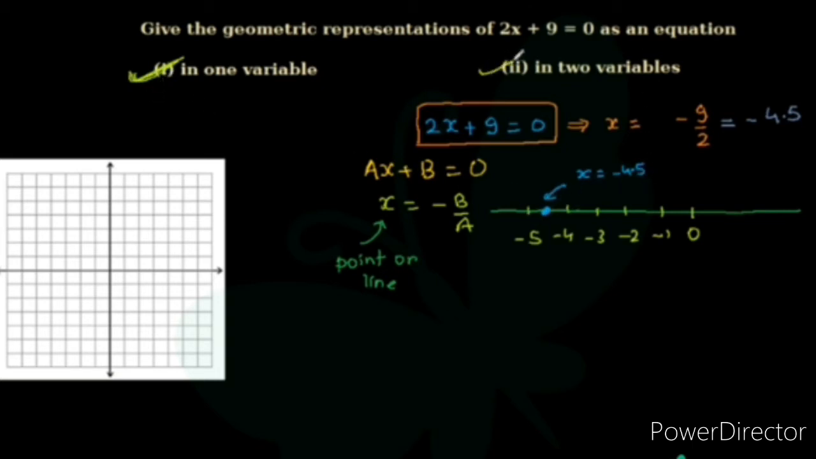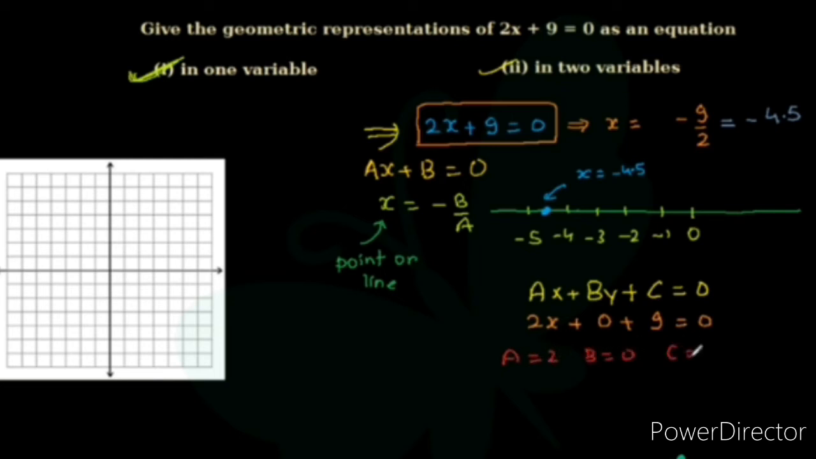Well, what about the second one in two variables? Now, if you look at the same equation in two variables, we also know that the standard form of a linear equation in two variables is the following: ax plus by plus c equals 0. If you quickly compare it with the standard form, you can easily find out the coefficients of x and y, isn't it? And also the constant term. Well, this is not the question they are asking. They are asking how this equation, 2x plus 9 equals 0, would look like in two variables.